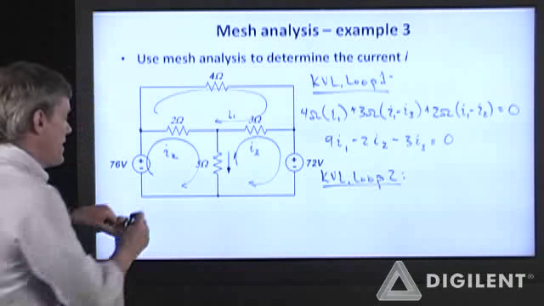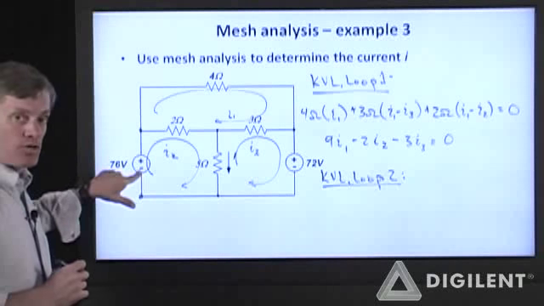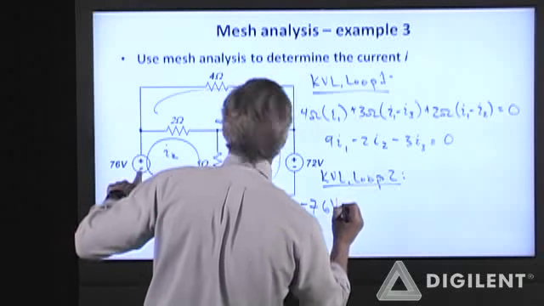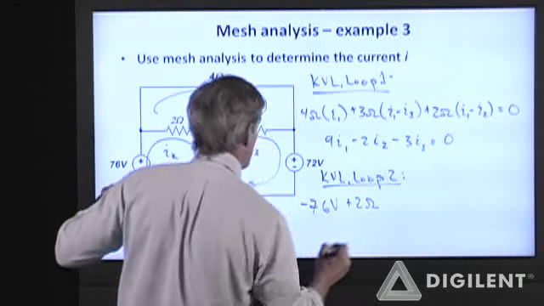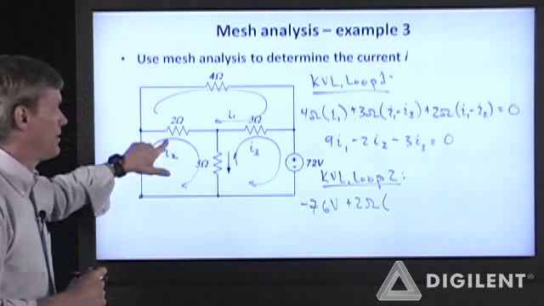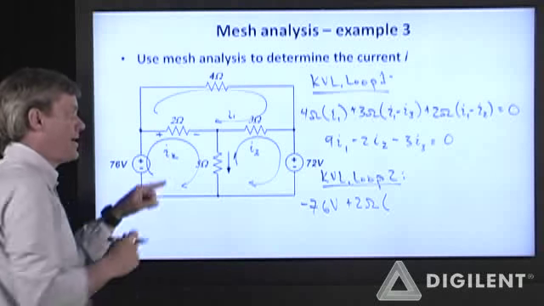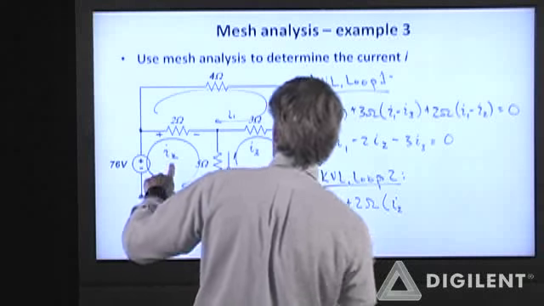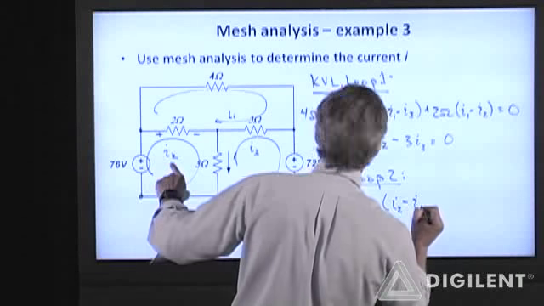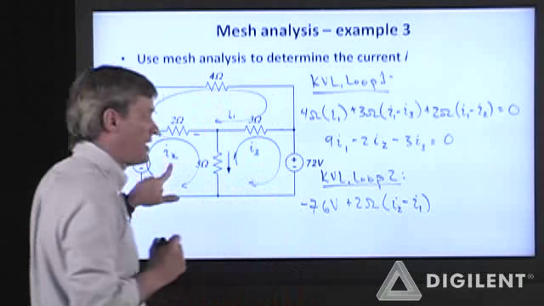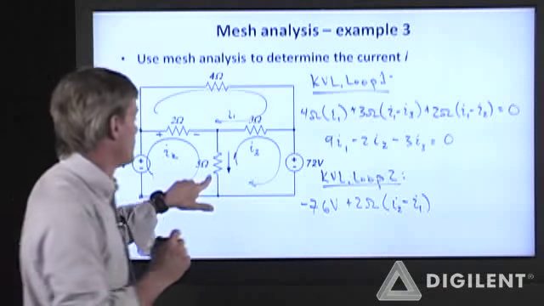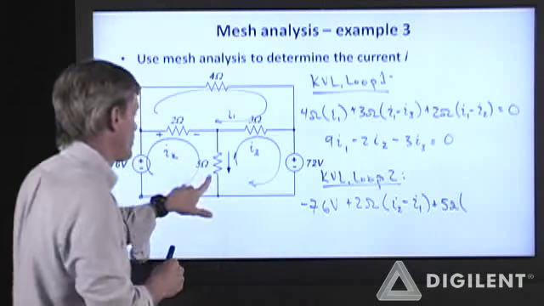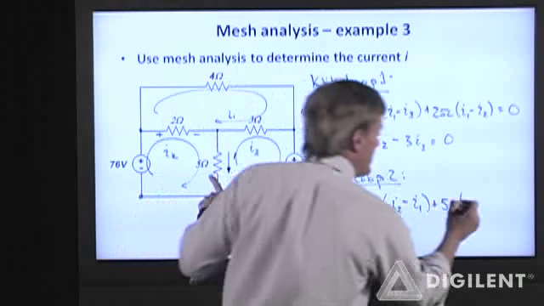Okay. If I start down here, I hit the negative terminal of this voltage source first. That's a minus 76 volts plus 2 ohms. Now my voltage polarity for the 2 ohm resistor is going to be based on the direction of I2. So I2 becomes positive for this equation minus I1, which is negative, plus the contribution for this one, which is 5 ohms times the total current, I2 minus I3.